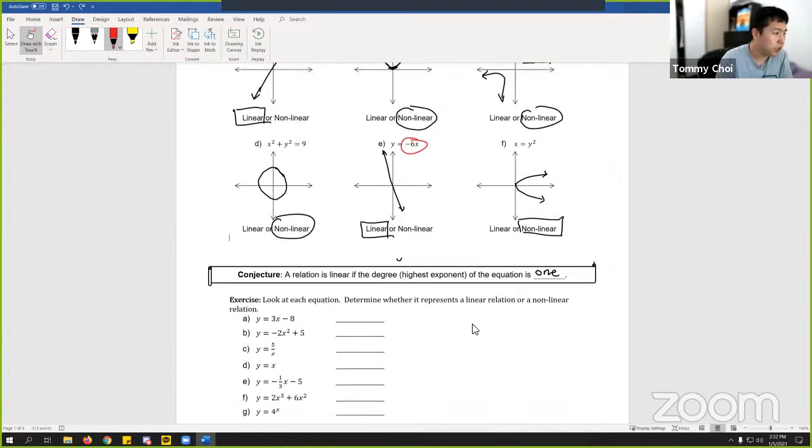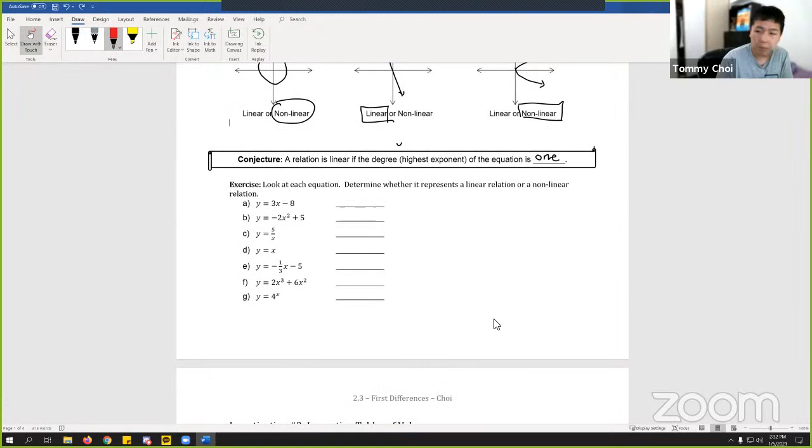So let's take a look at each equation here. I'm going to call one person out at a time. You can either type it in chat or say it out loud, and it's okay to get it wrong, because getting it wrong is still a learning situation. Okay, so let's look at this list here. Elia, your first question A, is it linear or nonlinear?